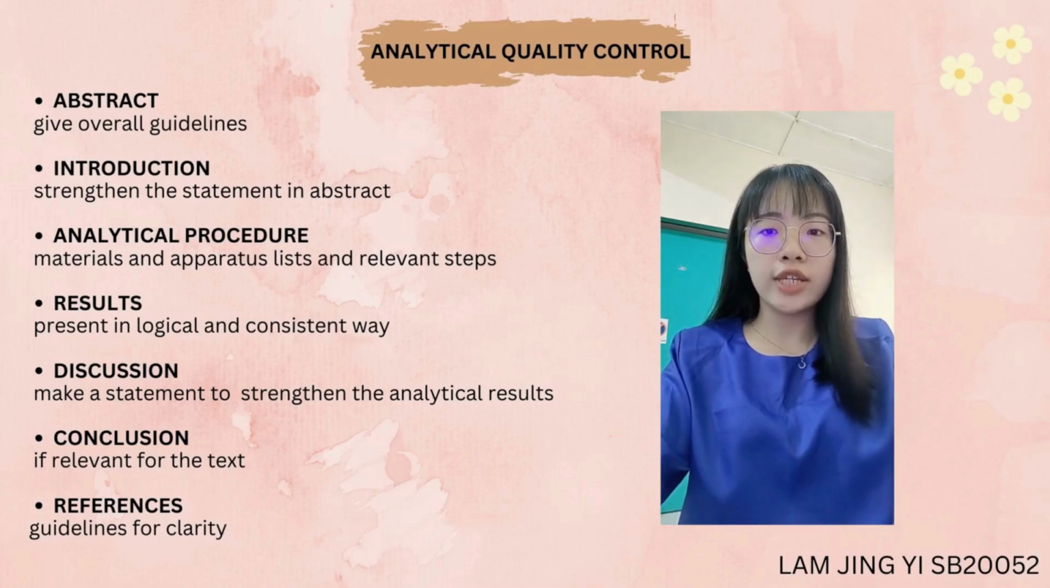For the result, we need to present the result in a logical and consistent way. And for the discussion, we need to make a statement to strengthen the analytical result in order to provide a reliable and trusted result. For the conclusion, we need to provide an overall conclusion for our experiments, and the reference is used as a guideline for clarity.